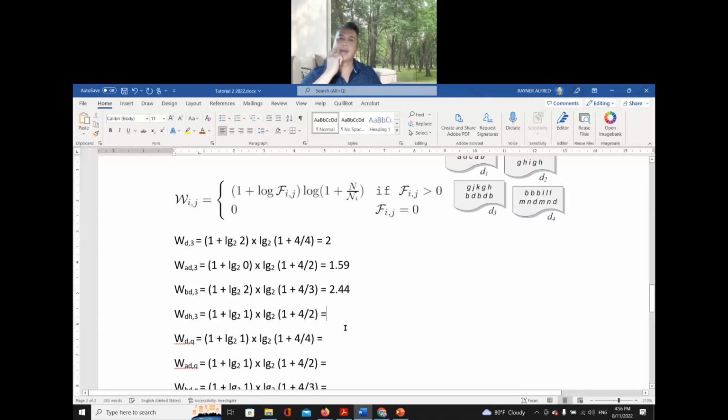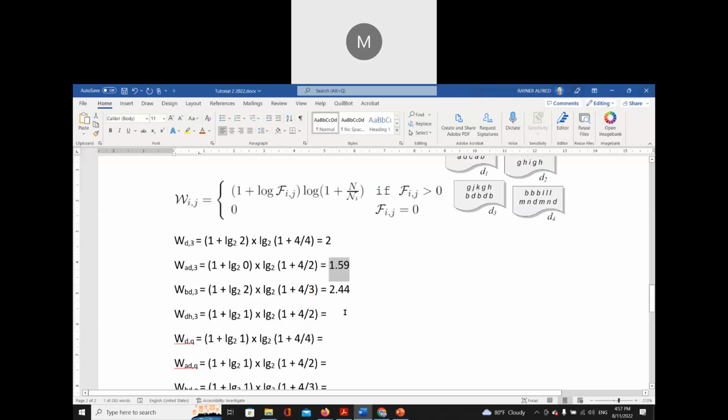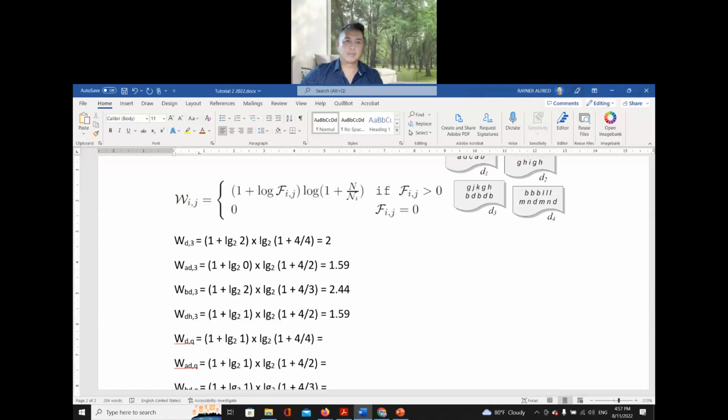Okay, so this one, so what is log 1, 2? No, log base... Zero. 0. Okay, so this one is 0. So basically you have 1.59. 1.59. Yeah. And this, similar.